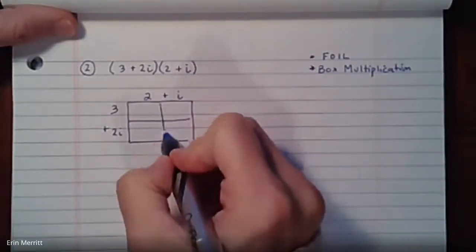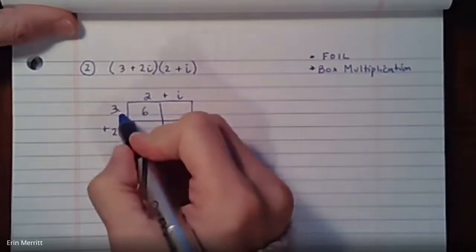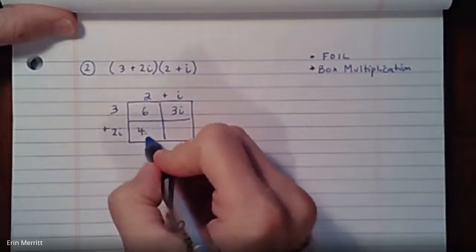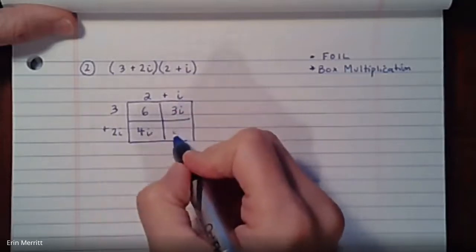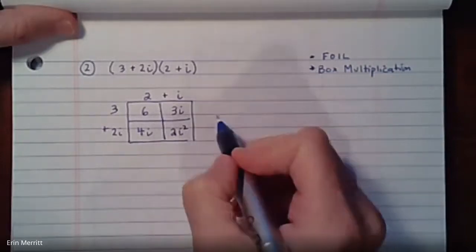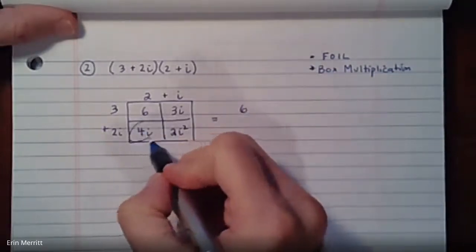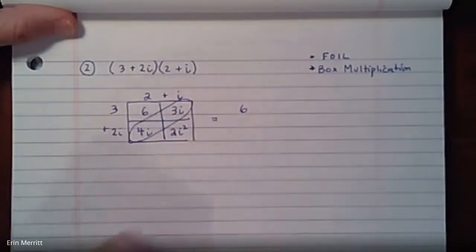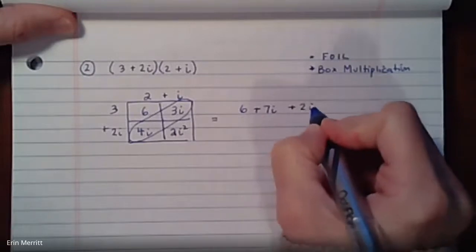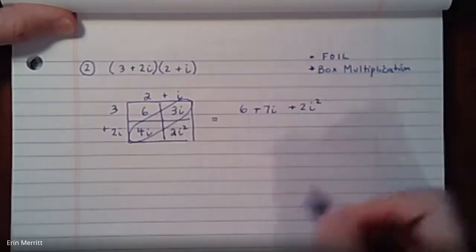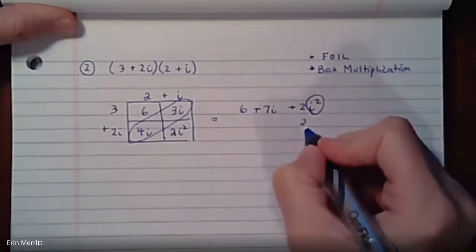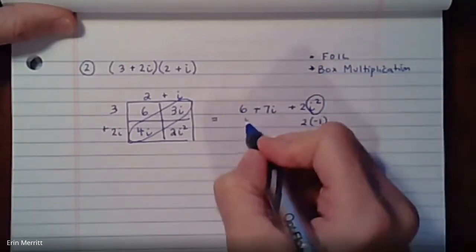All right, when we multiply the pieces, 3 times 2, that's 6. 3 times i is 3i. 2 times 2i would be 4i. And then last, 2i times i would be 2i squared. So we get 6, and these are like terms because they both have a single i, so plus 7i, and then plus 2i squared. And then like we said in the last part, any power of i greater than 1 needs to be simplified. So that's really a -1 there.